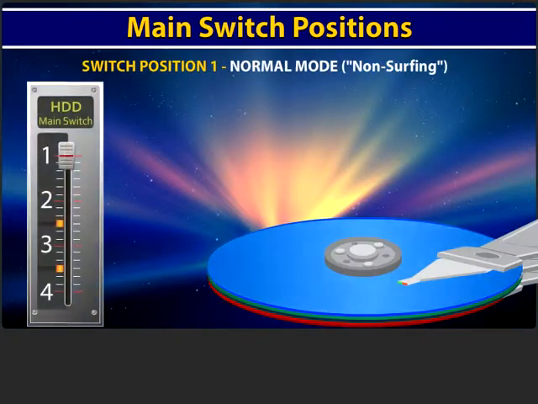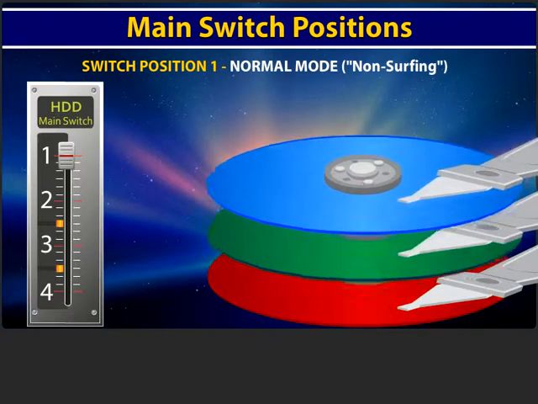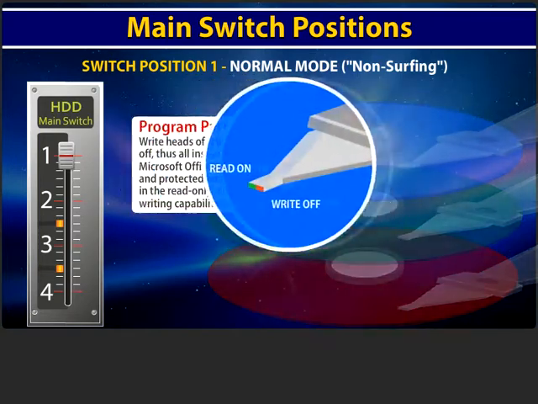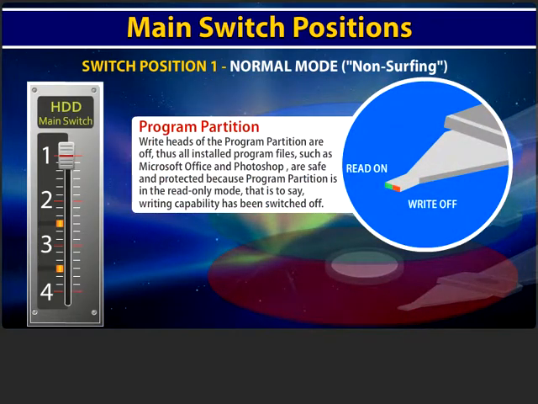The main switch may assume different positions, and the read or write heads will be green if they are switched on and red if they are switched off. So what happens when the main switch is in position 1, the so-called normal mode position? At this position, the write heads of the program partition are switched off. Thus, all installed program files, such as Photoshop, are safe and protected because the program partition is in the read-only mode and its writing capability has been switched off.